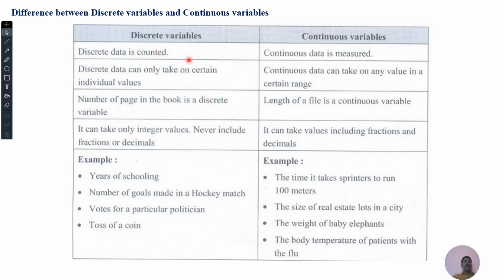Okay, the difference between a discrete variable and a continuous variable. Discrete data is counted. Continuous data is measured. Discrete data has certain individual elements; you can see the individual elements. Continuous data can take any value in a certain range. That is the difference between discrete and continuous. Example: the number of pages in a book is a discrete variable. The length of a file is a continuous variable.